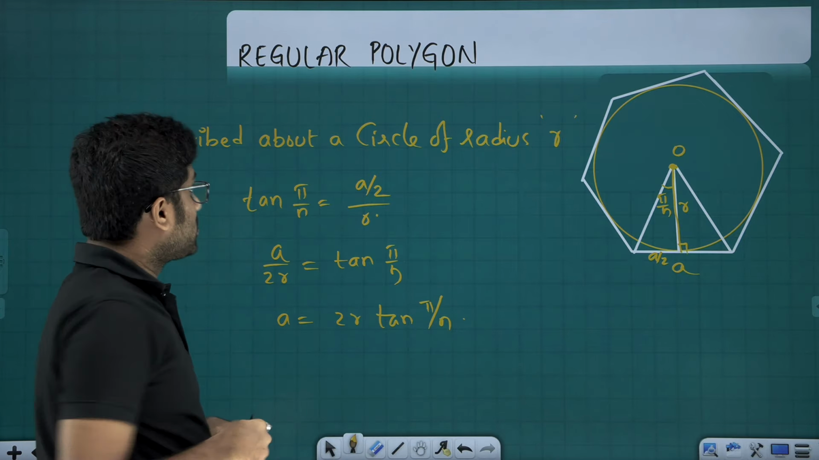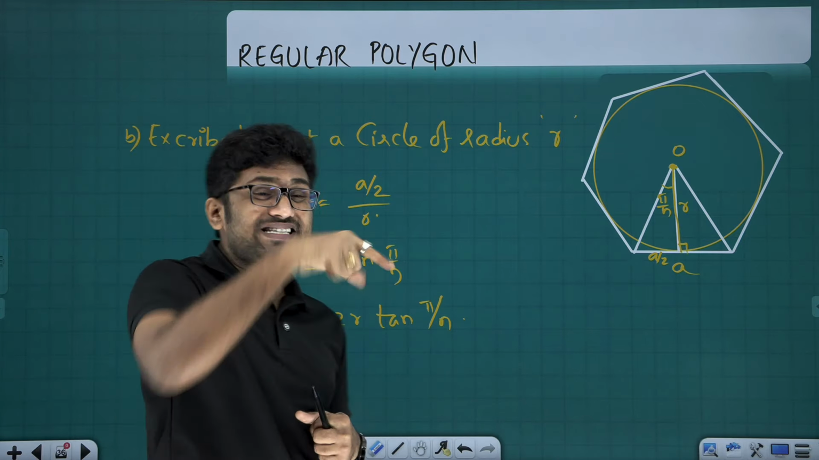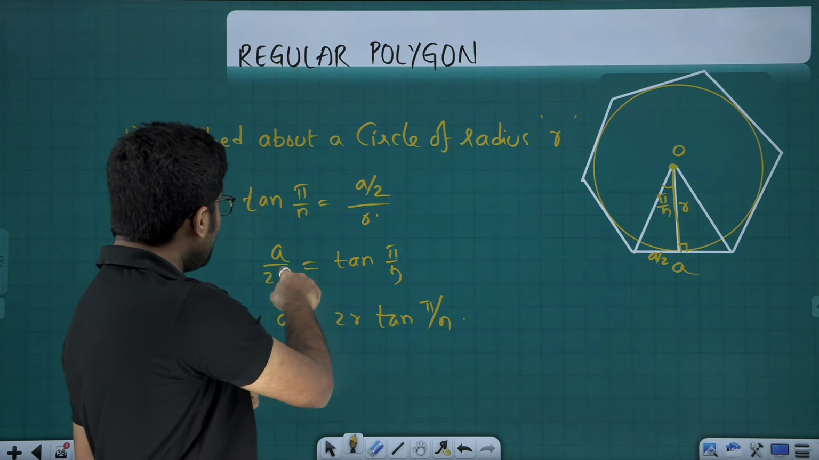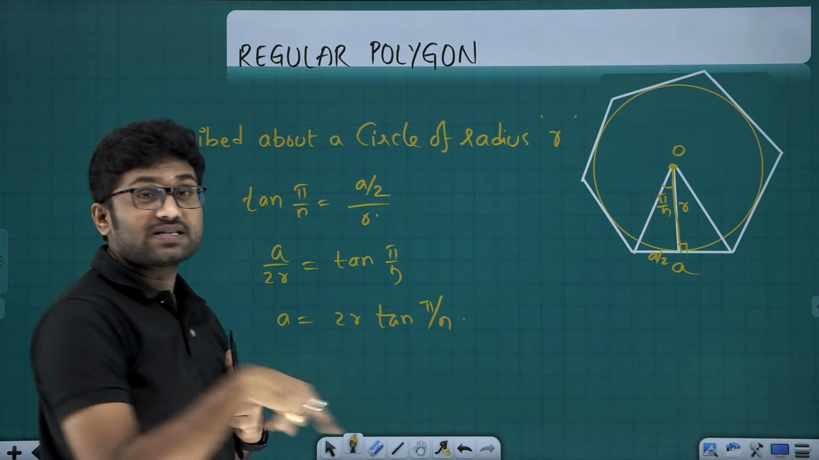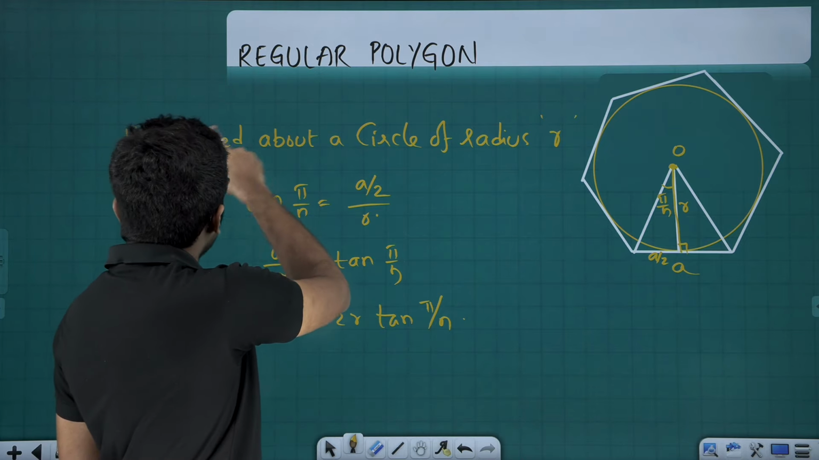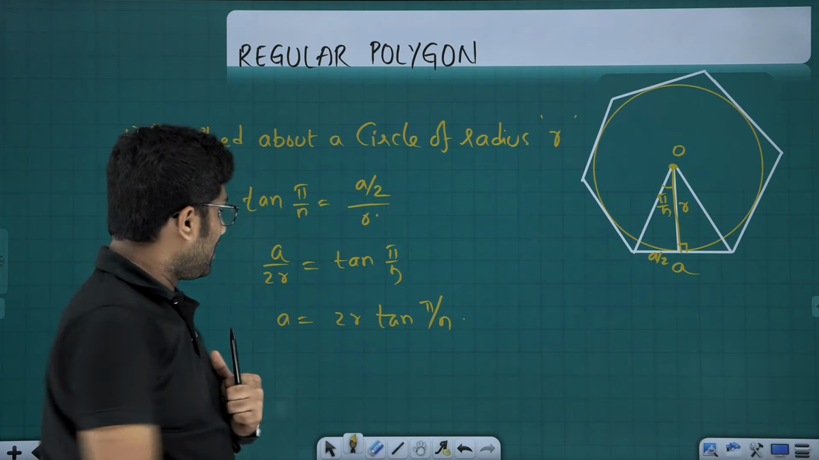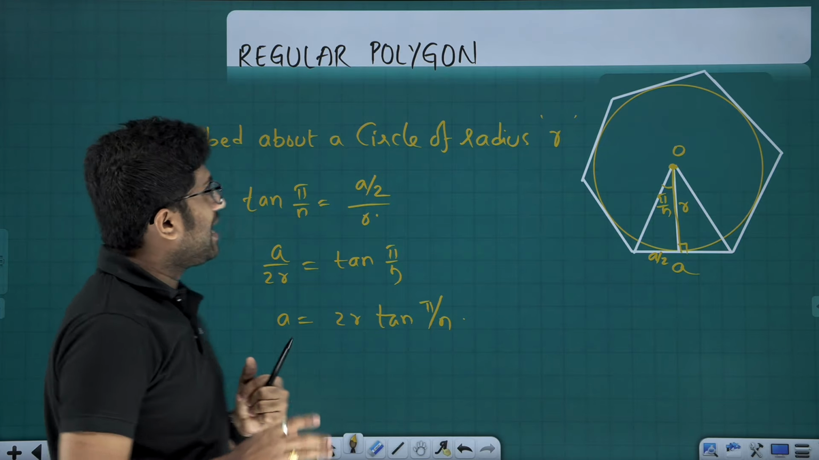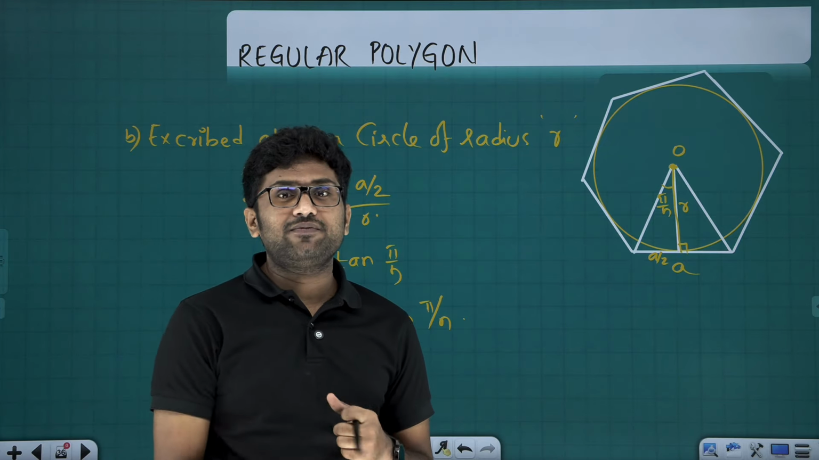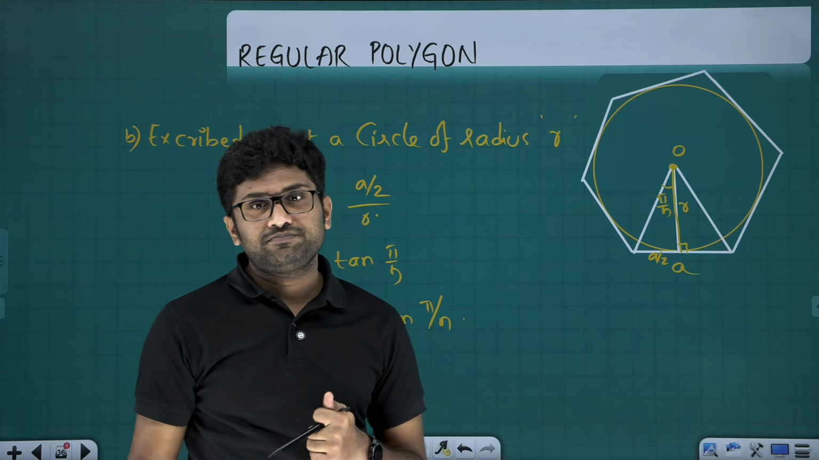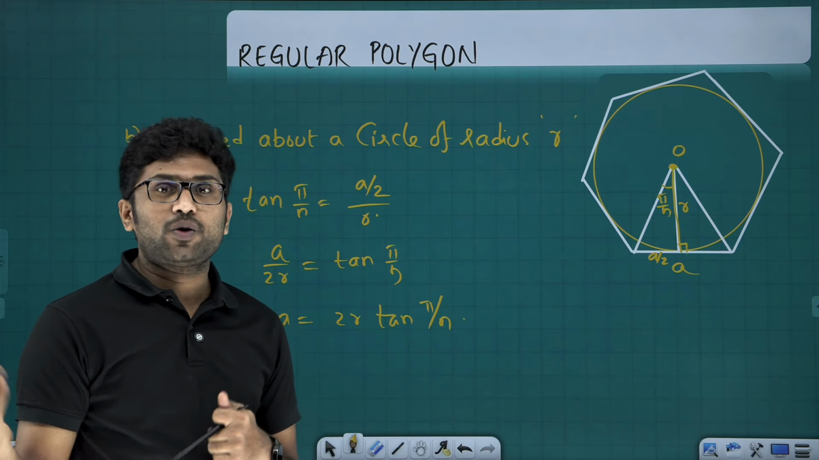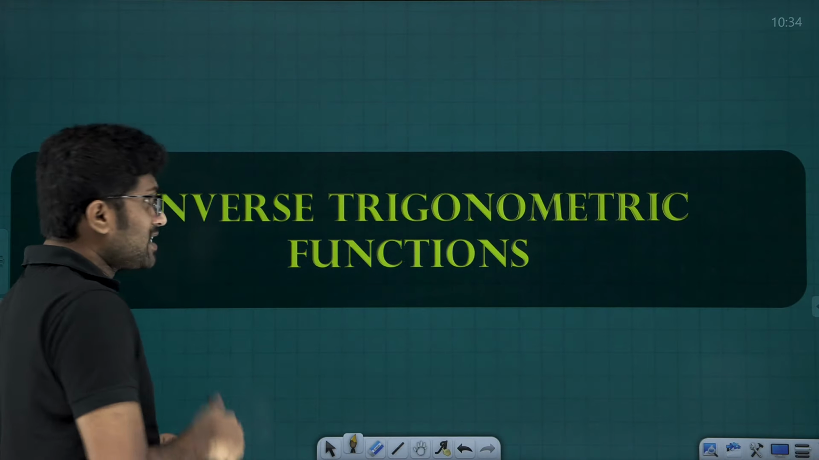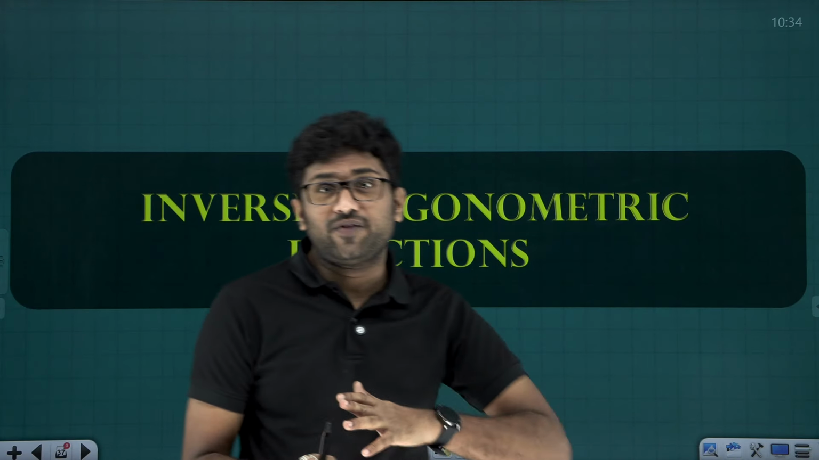Friends, remember these two. If the polygon is inscribed in the circle, then its side length will be 2r sin(π/n), whereas if it is circumscribed about the circle of radius r, the side length will be 2r tan(π/n). So this is regarding properties of triangles. If you are clear with all these formulae, then you can do any question from properties of triangles, friends. Clear? Next, the last part is inverse trigonometric functions.